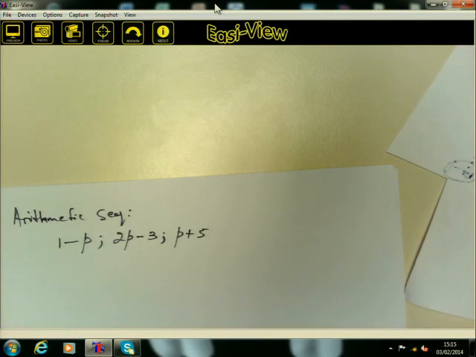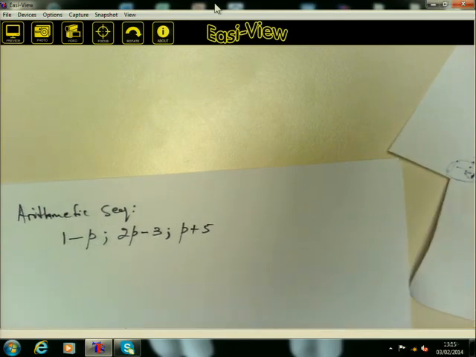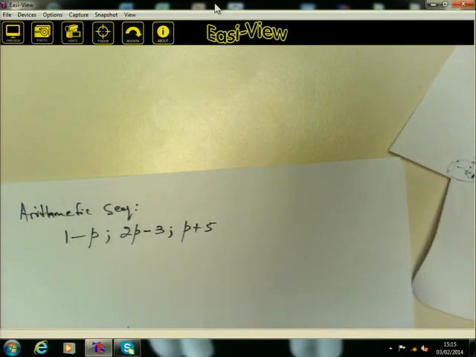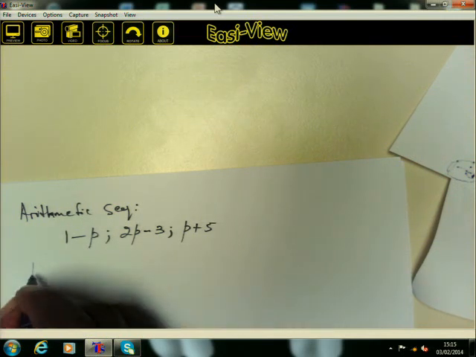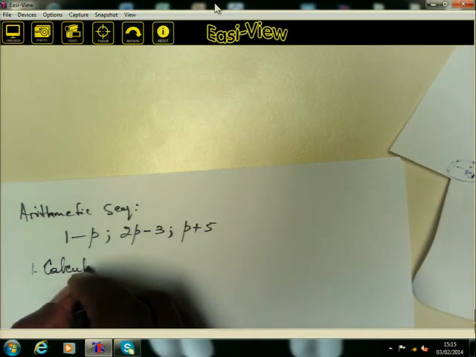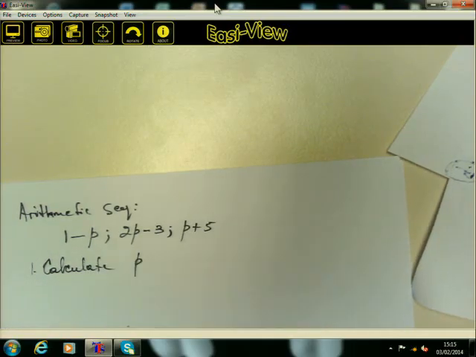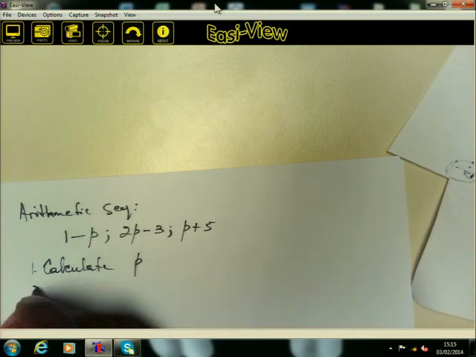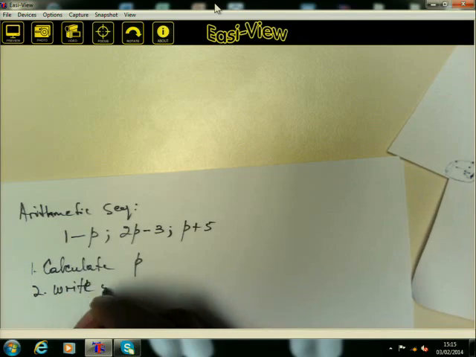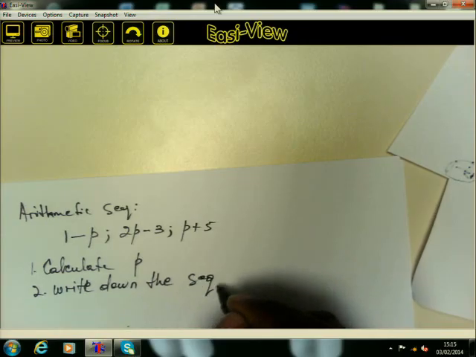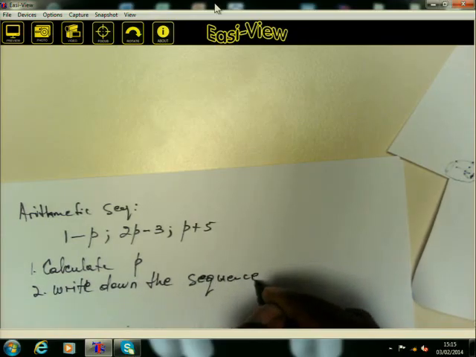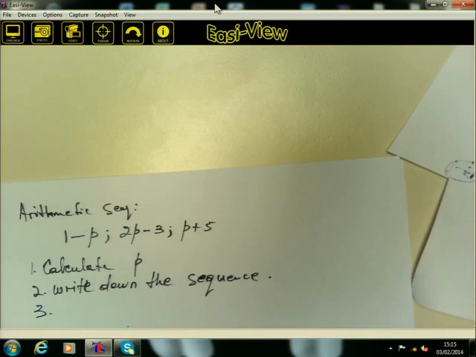It is arithmetic. Then the first question that we would have there will be, find the value of p. We calculate p. Secondly, it can be asked that you write down the sequence. Write down the sequence. Thirdly, it says, what is the common difference?